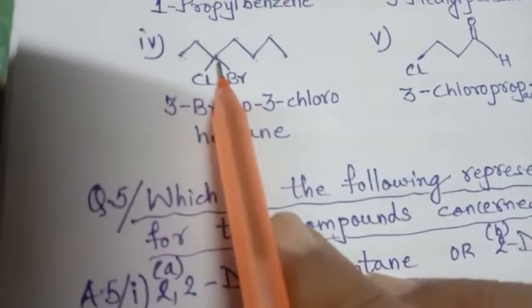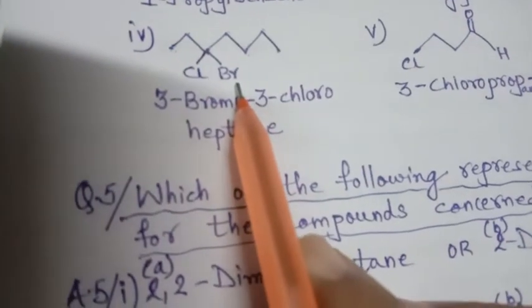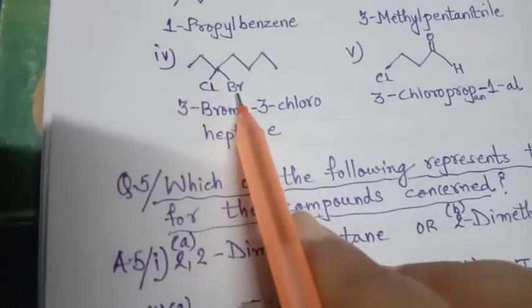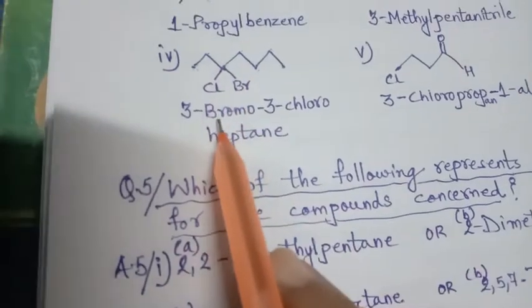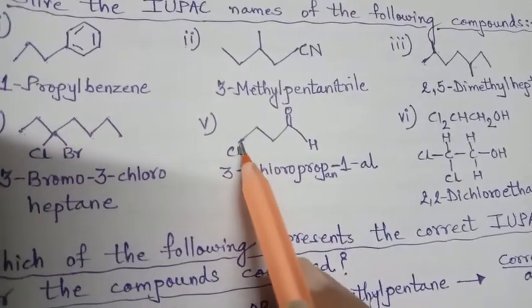Now on the third carbon we see 2 attachments are there. Both are from the halogen family, chlorine and bromine. So go for the alphabetical order. Bromine, B, comes first, then C. So 3-bromo-3-chloro heptane.